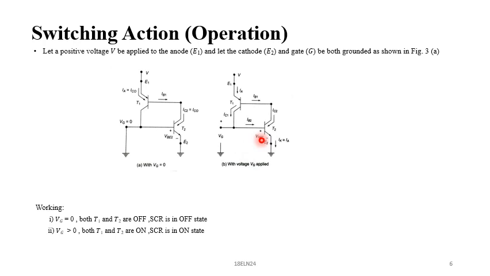So two conditions: one is Vg is equal to 0, the other one is Vg is greater than 0. When Vg is 0, both the transistors are off, so the SCR is in the off state. And when Vg is greater than 0, both the transistors are on and the SCR is in the on state.